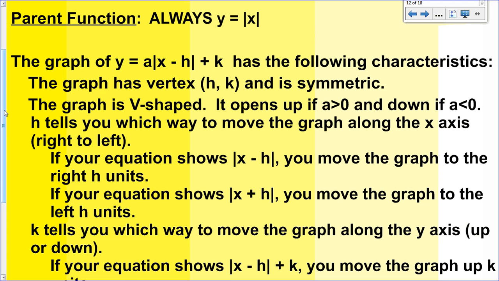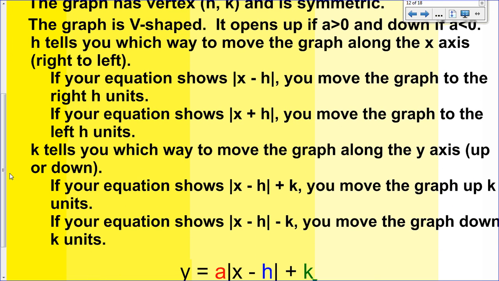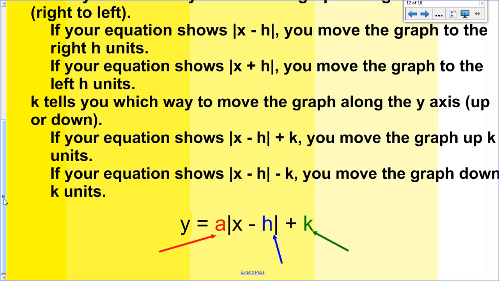H tells you which way to move the graph along the x-axis, right or left. If your equation shows the absolute value of x minus h, you move the graph to the right h units. If your equation shows x plus h, you're going to move the graph to the left h units. The k portion tells you which way to move the graph along the y-axis, up or down. So if your equation shows plus k at the end, you move the graph up k units. If it shows minus k, you're going to move the graph down k units.